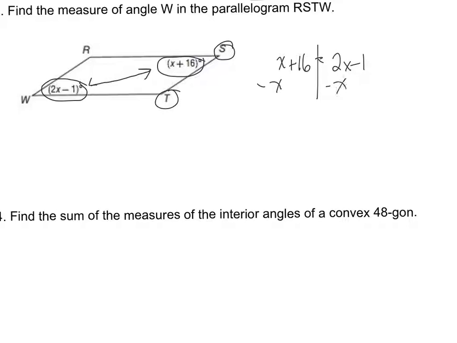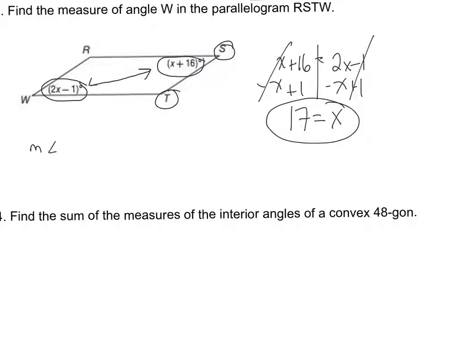So I'd subtract x from both sides. I'd add 1 to both sides. So that gives me 17 equal to 1x. But what it says is it wants the measure of angle W. And the measure of angle W is 2x minus 1. So this is 2 times 17 minus 1. So this is 34 minus 1. So this is 33 degrees. So angle W would be 33 degrees, as would angle S, even though it doesn't ask for that.